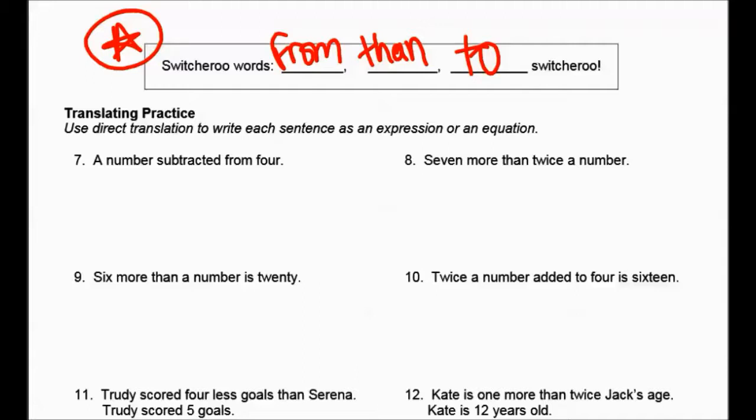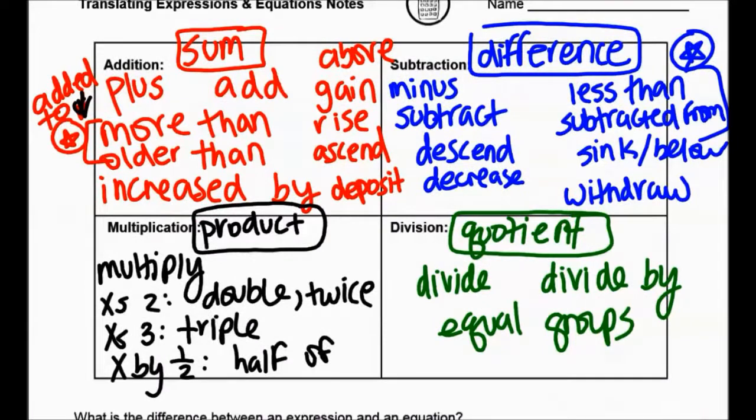And if we look at them on the front, the phrases that you will see, it'll say added to, more than, older than, less than, younger than, or subtracted from. All right, we only have switcheroo words when we are adding or subtracting. That is it.